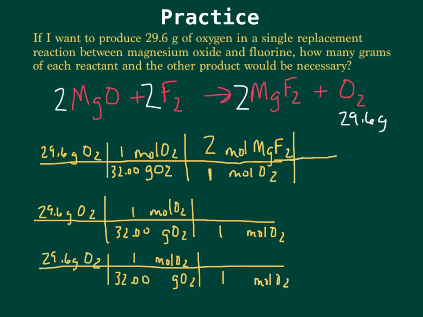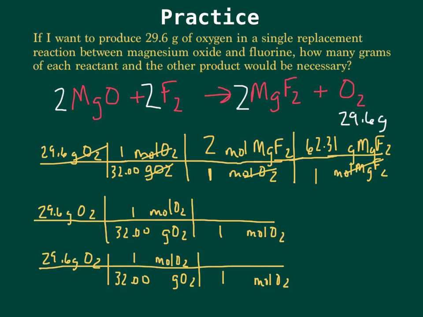And now O2 is done. Now I'm going to go from moles of MgF2 to grams of MgF2. And 1 mole, that has nothing to do with the balanced equation. This is a molar mass, and then I plug it in for MgF2 from the periodic table. And I got 62.31 grams.